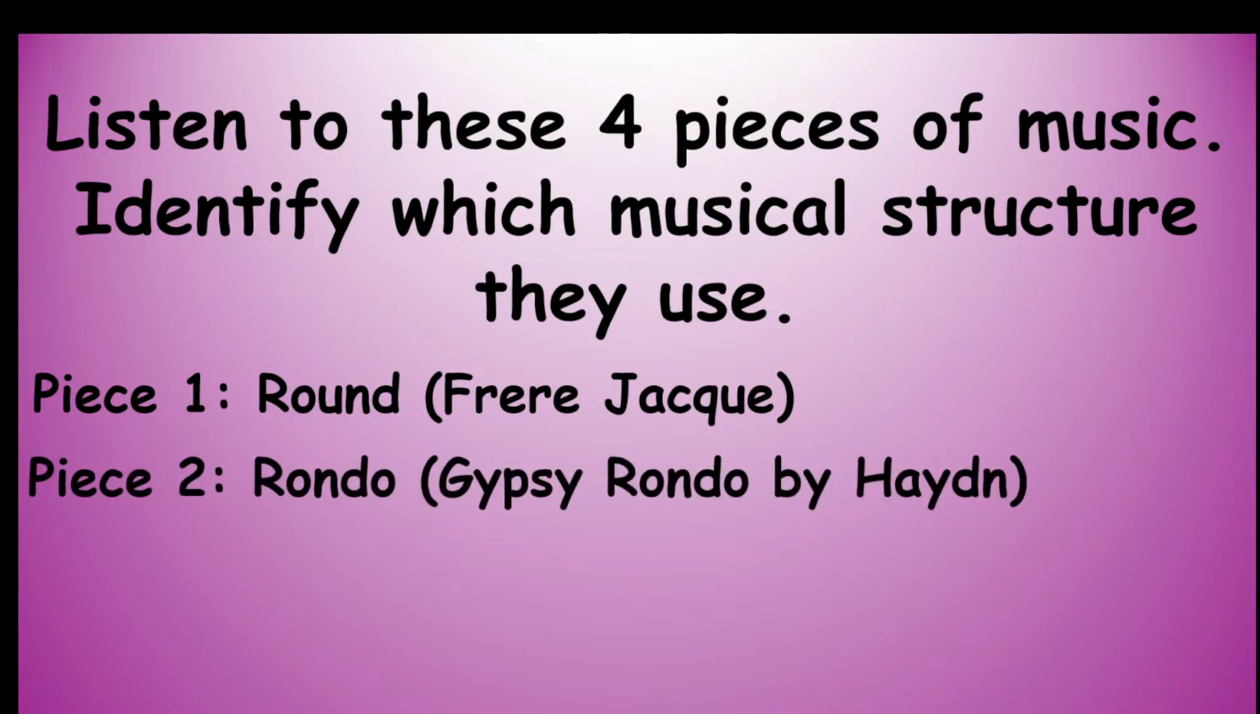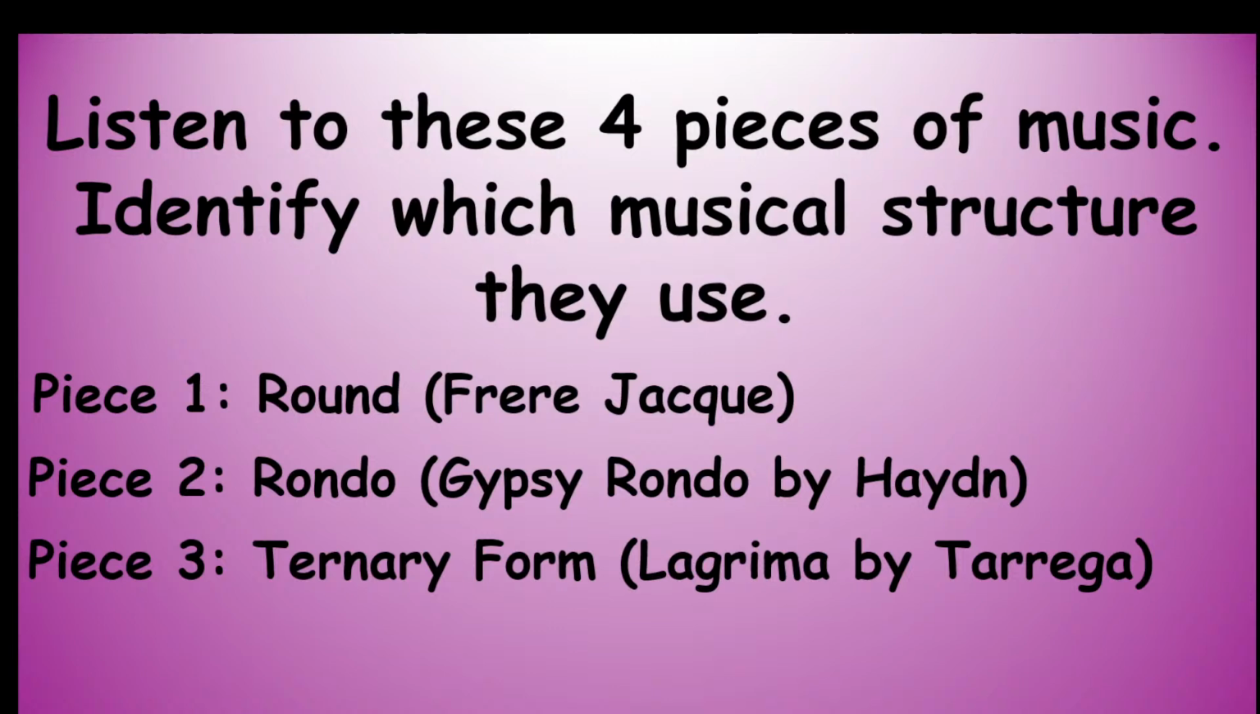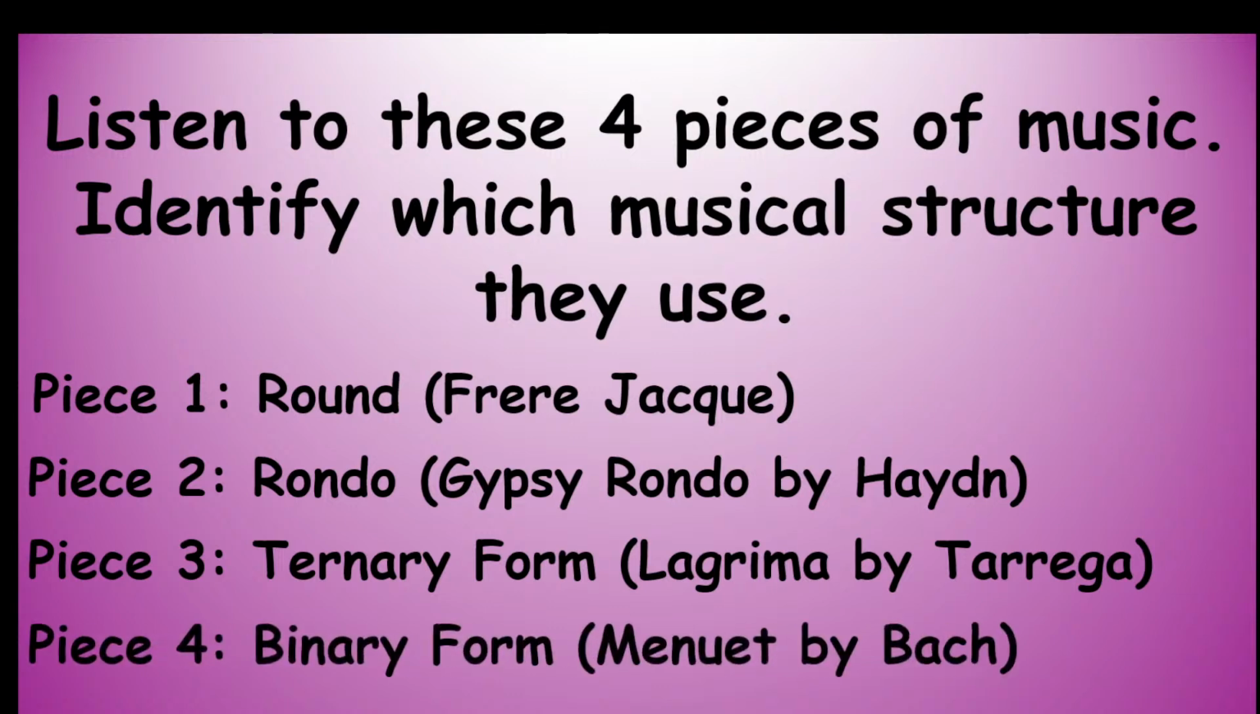Piece number 2 was a rondo. It's actually a piece called Gypsy Rondo by Haydn. Piece number 3 was in ternary form. You'd got the A section, followed by the B section, followed by the A section, and that's a piece called Lagrima by Tarrega. And then piece number 4 was a binary form piece, A-B, and it's a minuet by Bach.